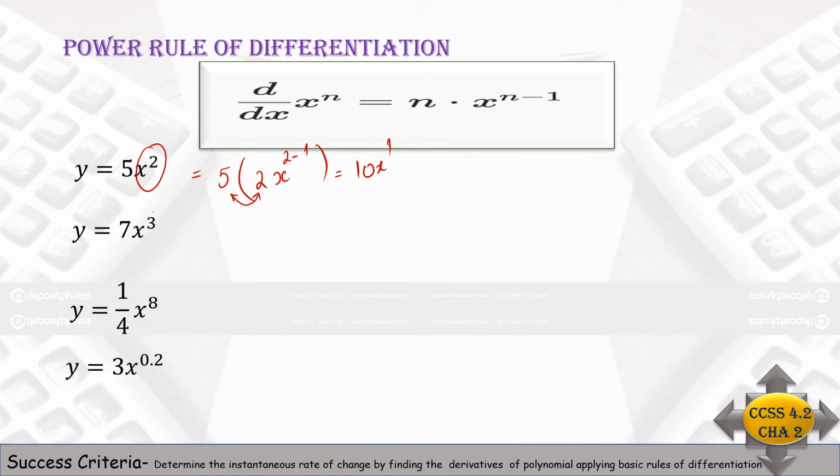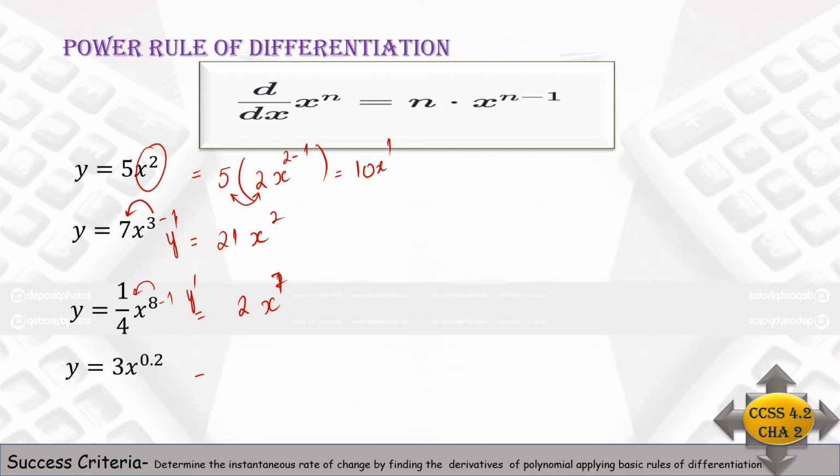It means multiply the coefficient and the power together, which means 7 times 3, 21, x to the power, from the power subtract 1, that is 2. Same way, if you multiply 8 times 1 over 4, you will get 2. Then write the x from the power minus 1, that is 7.